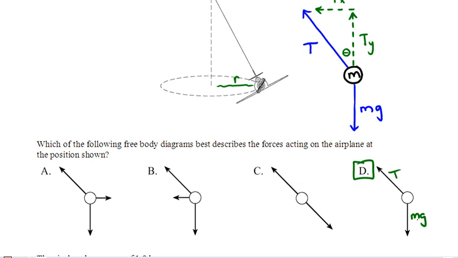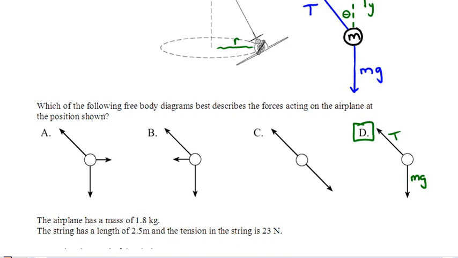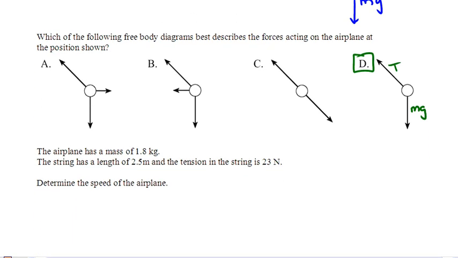So we're told some information here. The airplane has a mass of 1.8 kilograms. Okay, that's good. That'll let us figure out how big that mg is. It's going to be almost 18. The string's got a length of 2.5, and right now I'm not too sure why they're telling me that. And the string's tension is 23.